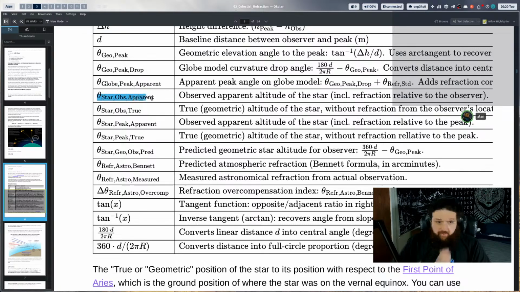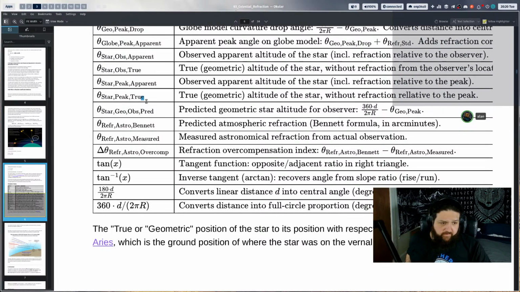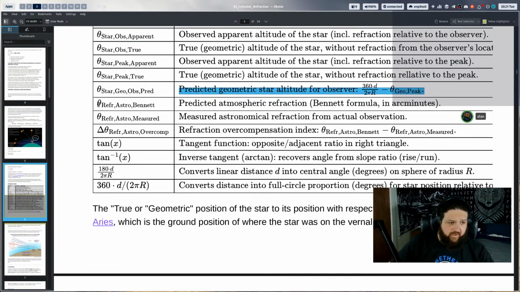And then we have the apparent star with respect to the observer's location, the apparent, and the true star's position with respect to the observer's location, and the same for the mountain peak. So star peak apparent is apparent with respect to the peak, and true, same. And then we have star geo observed prediction, and this is going to be the prediction for the true position of the star for the observer using the formula 360 times the distance over 2 pi r. And this holds pretty good, pretty close. So we'll take a look at that as we go through.